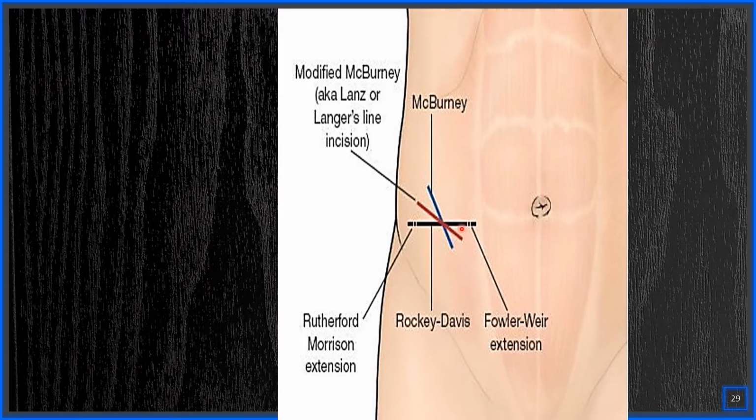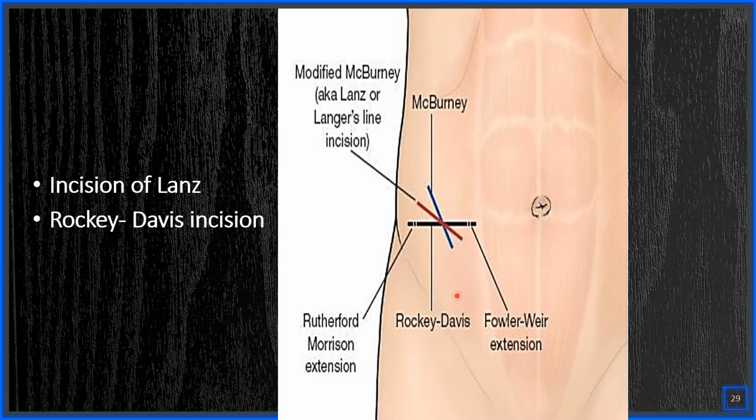Now, through the McBurney's point itself, you put an incision that is along the Langer's line. That is a modified McBurney's incision and that is called the LANZ incision, incision of LANZ. So, you are putting an incision through the McBurney's point itself, but it is along the Langer's line. Now, if you put a transverse incision through the McBurney's point, that incision will be called Rocky-Davis incision. These are two other incisions that are put.